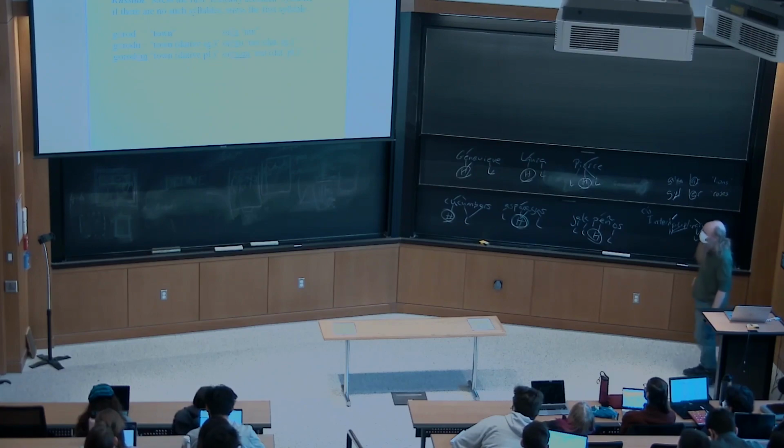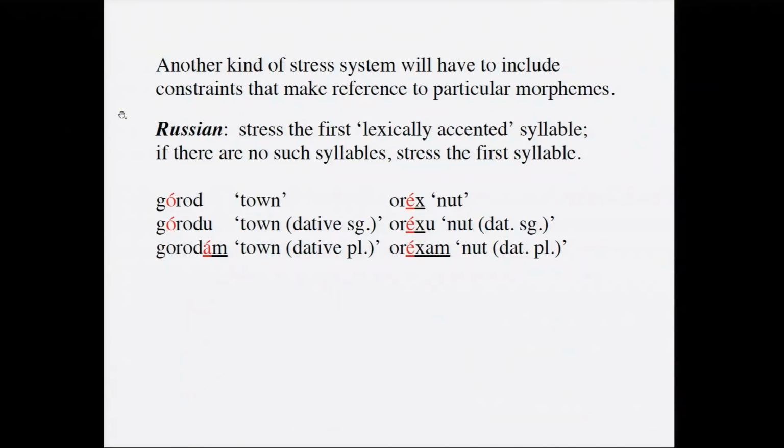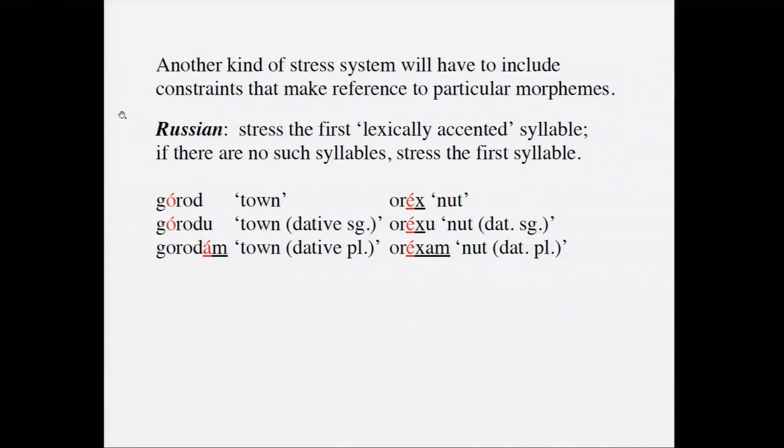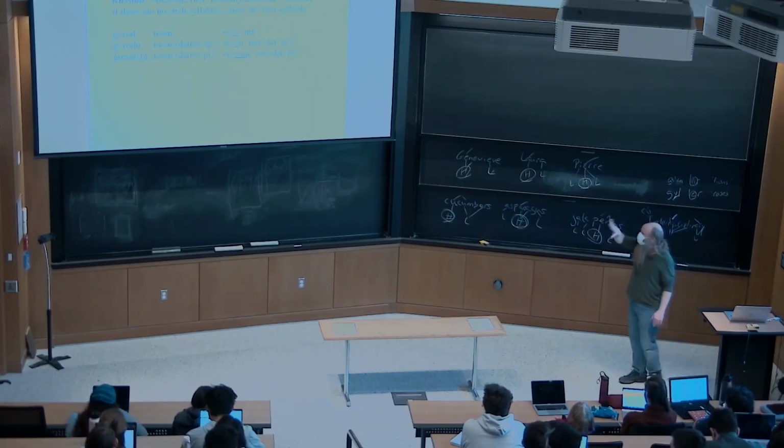So the word for nut, which is arech, has lexical accent on its second syllable, and that means that no matter what you add to that noun, the stress is not going to shift. So the word for nut is arech, and if it's dative singular, if it's dative plural, you still get stress on that second syllable, because the basic rule is stress the first lexically accented syllable. So in the last example, the dative plural of nut, the stress is still on that second syllable, it's arechem, even though, as we've seen, the suffix attracts stress to itself. It only attracts stress to itself from nouns that don't themselves have lexical accent.